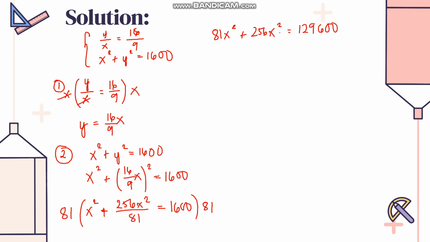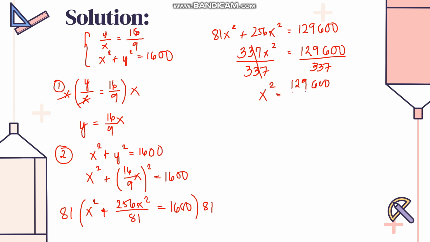129,600. From here, we can add 81 and 256, that is 337x squared equals 129,600. And then next we will just divide both sides by 337. So we have x squared equals 129,600 over 337. And then next we have to get the square root of both sides. So this will be x equals the square root of 129,600 all over 337.